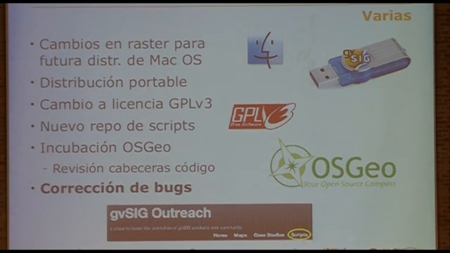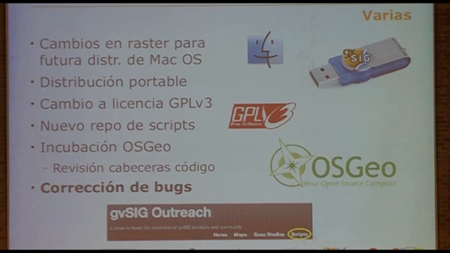The license has shifted to version 3 GPL for the whole source, for the whole code. We will have a new script repository. You see a small screenshot at the bottom, gvSIG Outreach, where we will upload different scripts for you to incorporate them into your projects. And we are also working on OS Geo incubators. You will hear about this in the afternoon in a talk, in a lecture.